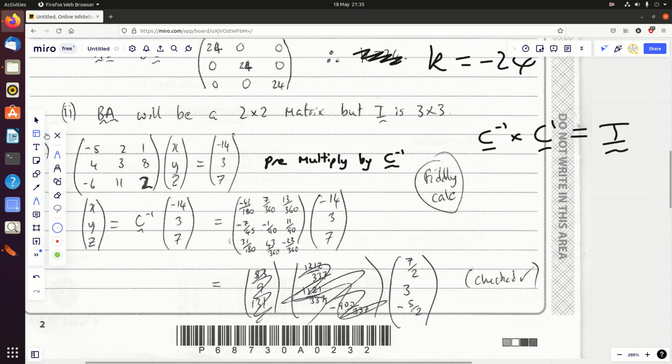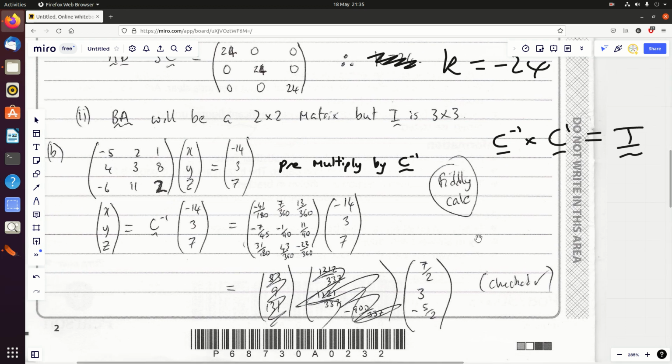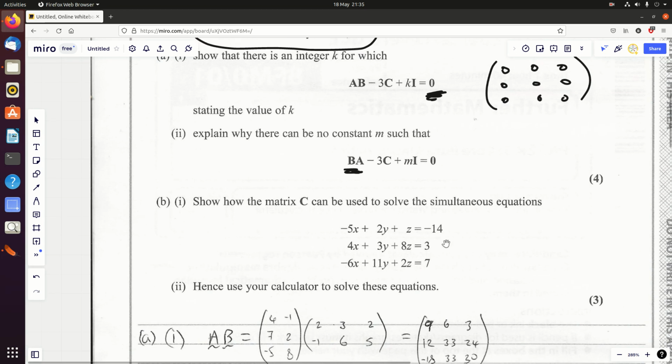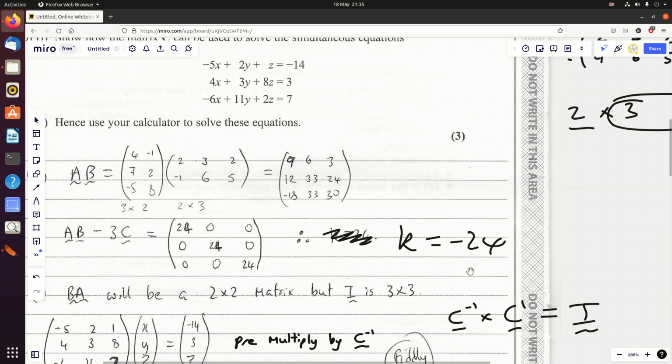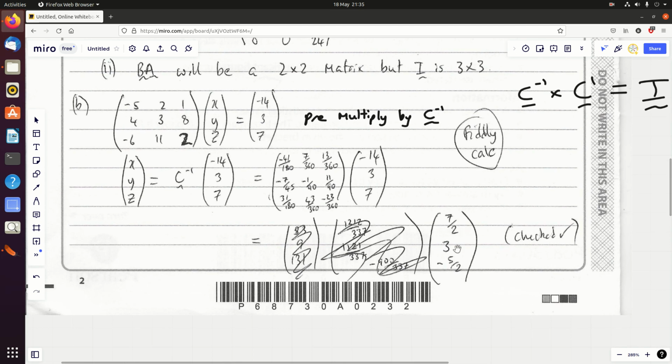Now, I think it's really important in this paper to note how many times you can check things, because some of the answers are really tough, and so you want to be able to check your answers. You can easily check this one, because your calculator solves 3 simultaneous equations in 3 unknowns. So check it, yes I did, and you should end up with those values for x, y, and z.